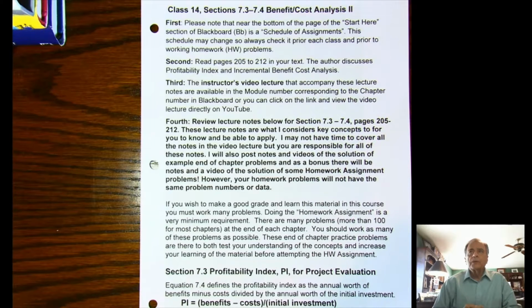Welcome to class number 14. In this class, we're going to cover sections 7.3 and 7.4. This is the second part of benefit cost analysis.